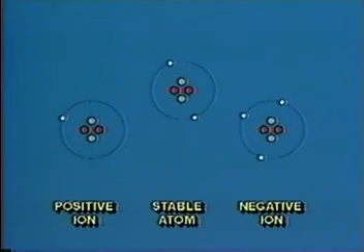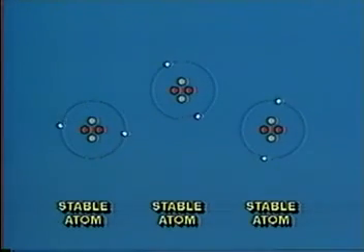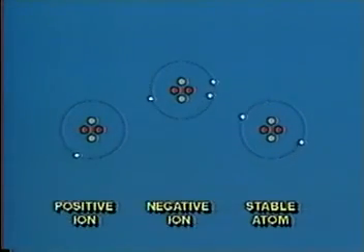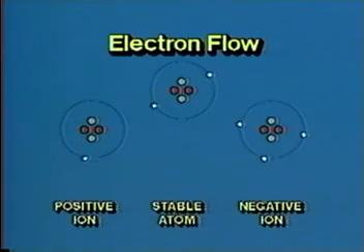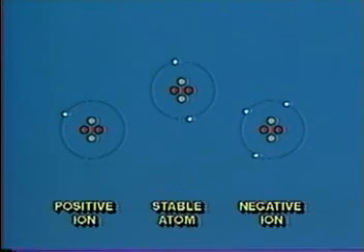Electricity, or an electrical charge, is produced when electrons move from one atom to another. This movement occurs because of the attraction of protons to electrons and the repulsion of electrons by electrons. This movement is called electron flow. Electric current is created by the movement of many electrons between atoms.